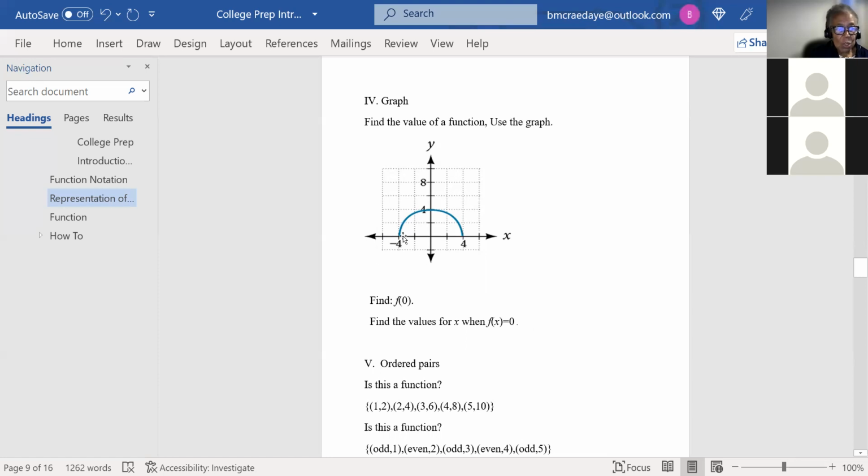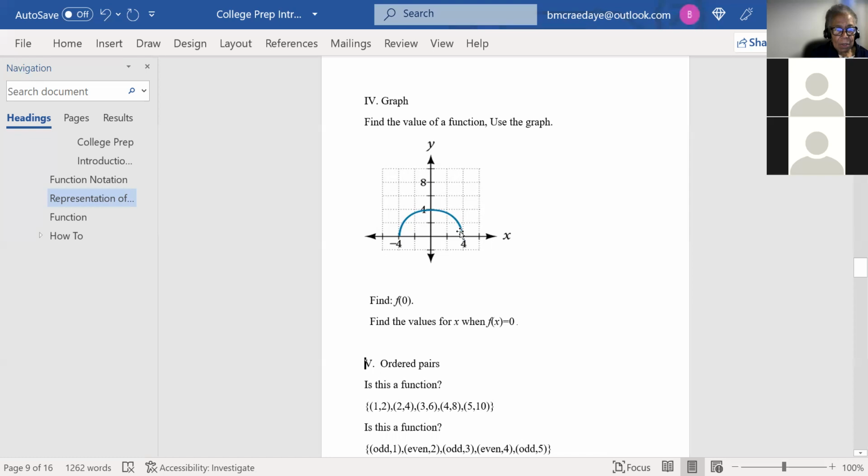Because when you're on the X line, your Y is 0. And remember the f of 0 is Y. So f of 0 is here and f of 0 is here. What's the value of X? It's a plus 4 or minus 4. Minus. Got it. Very good. Latoya, you see that? Yeah.